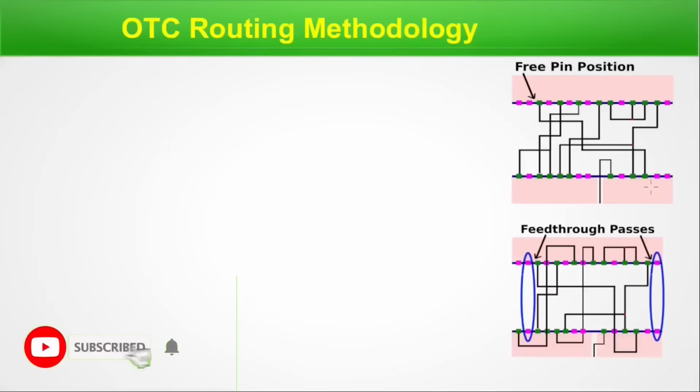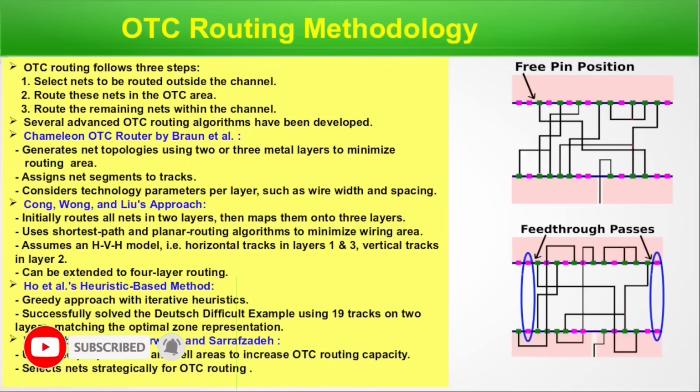OTC routing methodology. OTC routing follows 3 steps. Select nets to be routed outside the channel. Route these nets in the OTC area. Route the remaining nets within the channel. Several advanced OTC routing algorithms have been developed. Chameleon OTC router by Brown et al. generates net topologies using 2 or 3 metal layers to minimize routing area, assigns net segments to tracks, and considers technology parameters per layer such as wire width and spacing.